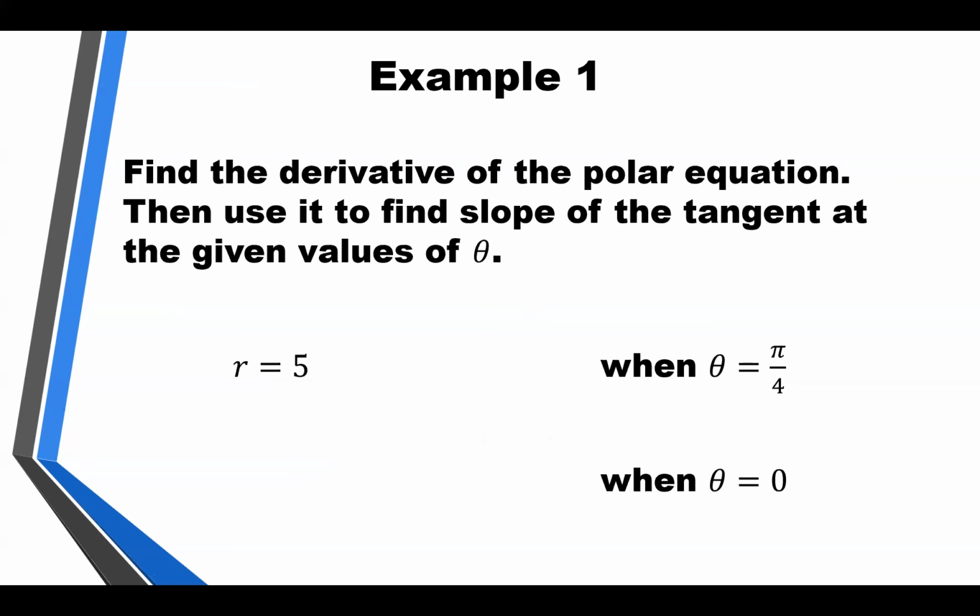So let's take a look at one of the polar equations we've seen before. Then we're going to use it to find the slope of the tangent line at a couple of different values for theta, specifically when theta equals pi over 4 and when theta equals 0. The equation is going to be r equals 5. That is a circle of radius 5 centered at the pole. Let's go ahead and do the calculations.